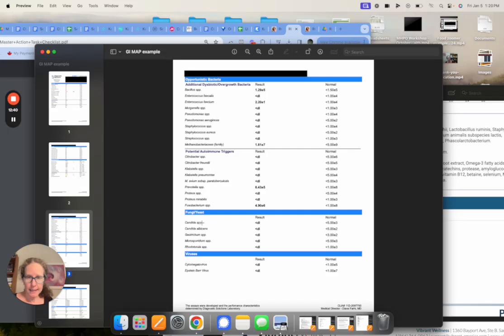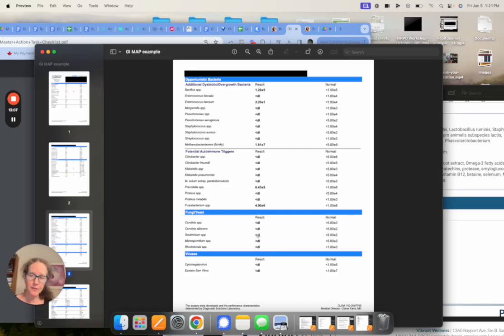Then we have Candida yeast and other fungi in here. This test is not fantastic for showing yeast. The organic acid test, which we'll get to, shows it much more clearly. So I do often find that when we run this test, it doesn't show up, and then we run an organic acid test and it does show up. They're just two different ways of looking, two different windows of looking in at the same marker.